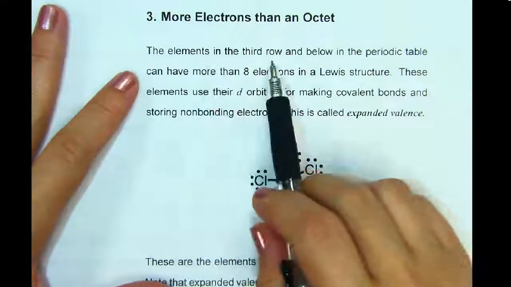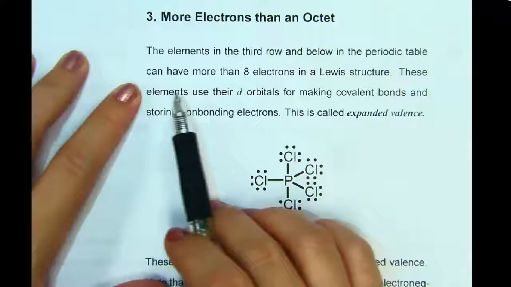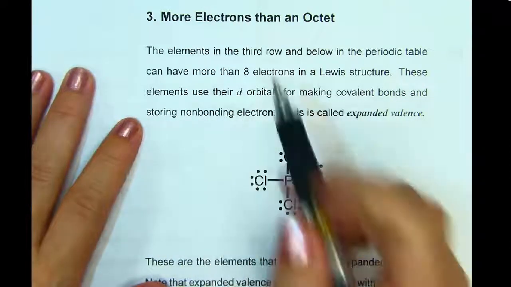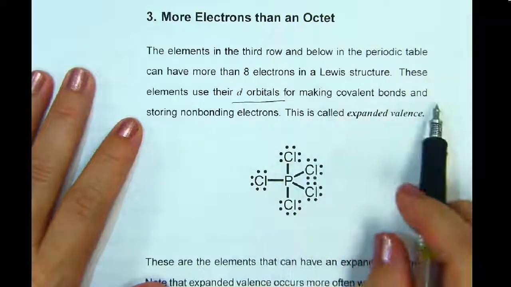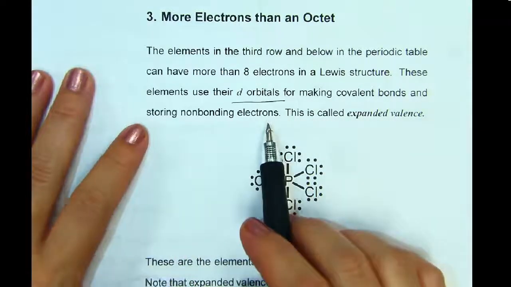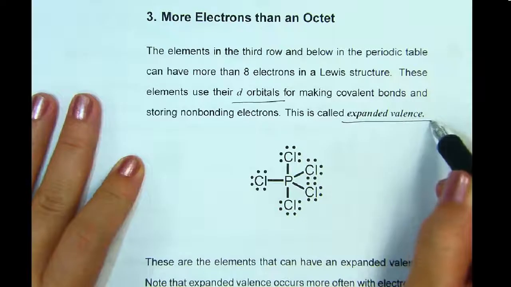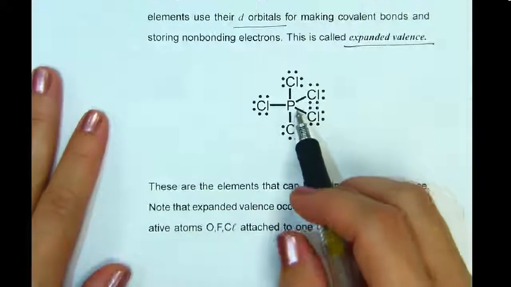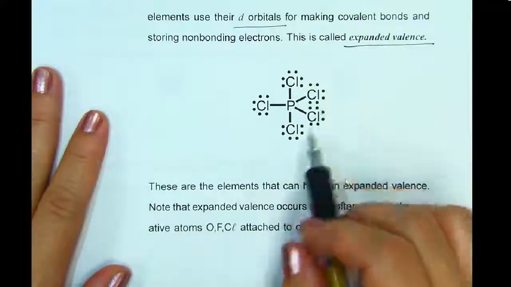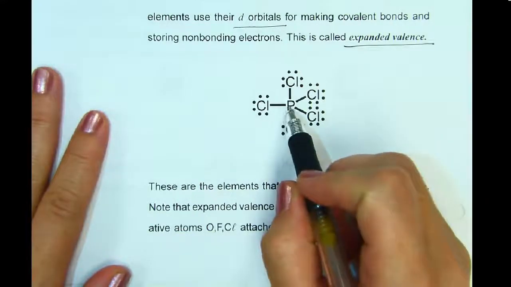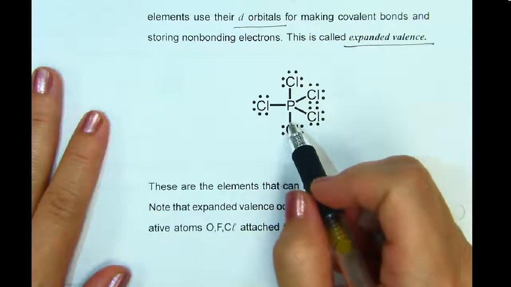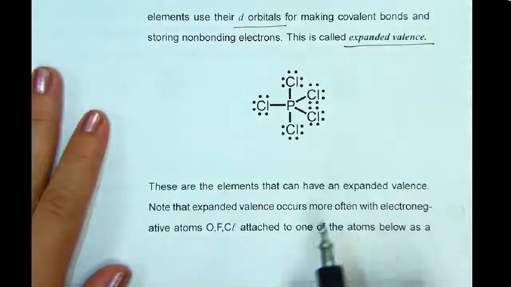More electrons than an octet, also known as exceeding the octet rule. The elements in the third row and below in the periodic table can have more than 8 electrons in the Lewis structure. These elements use their d orbitals for making covalent bonds and storing non-bonding electrons. This is called an expanded valence. So, for example, you have phosphorus with 5 bonds, 5 chlorine atoms surrounding it, which gives it 2, 4, 6, 8, 10. So it has more than an octet because it has 10 electrons shared around it.